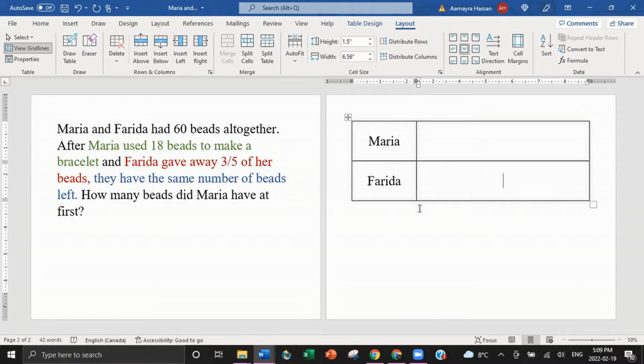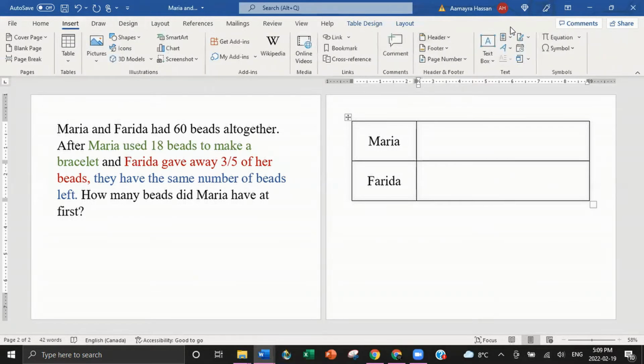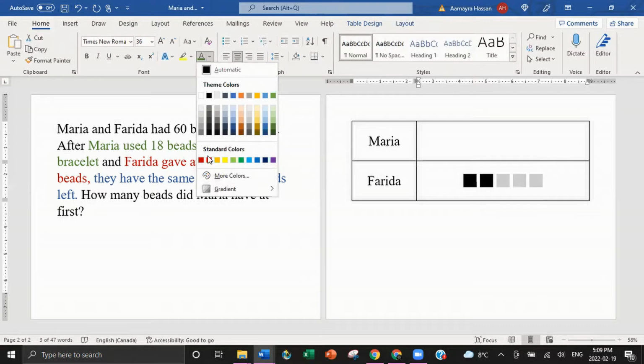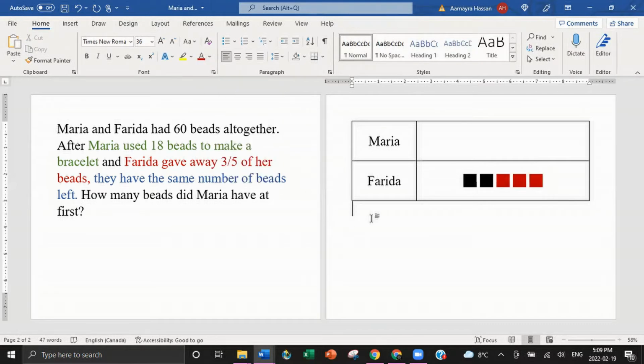So first we're going to work on the red sentence, which gives us a clear understanding of how to represent Farida's beads. It says Farida gave away 3/5 of her beads, meaning for her to have given away 3/5 of her beads, we could represent her beads with fifths. To do that, I'm going to make a square. This square will represent 1/5 of Farida's beads. We have all 5 of her fifths now, and I'm going to make 3 of them red to represent the 3/5 that she has given away. And she's left with 2/5.